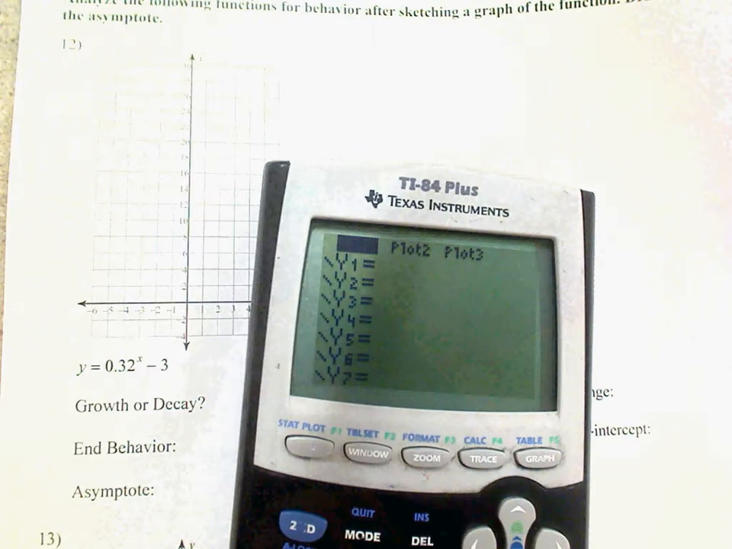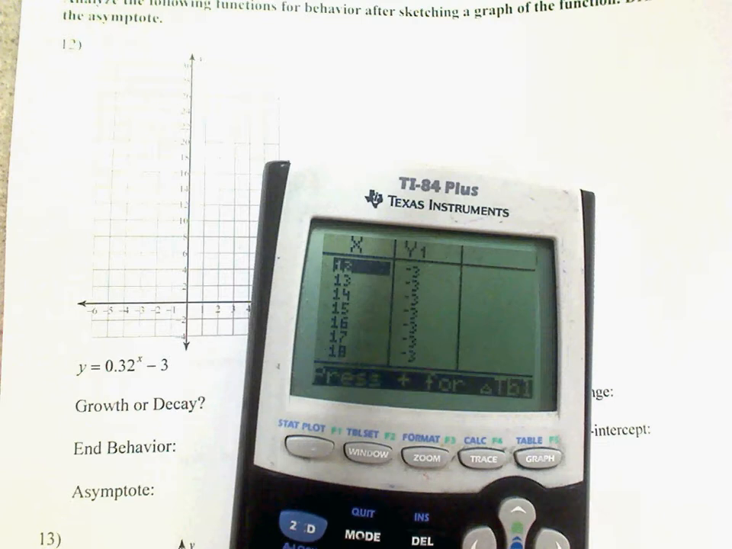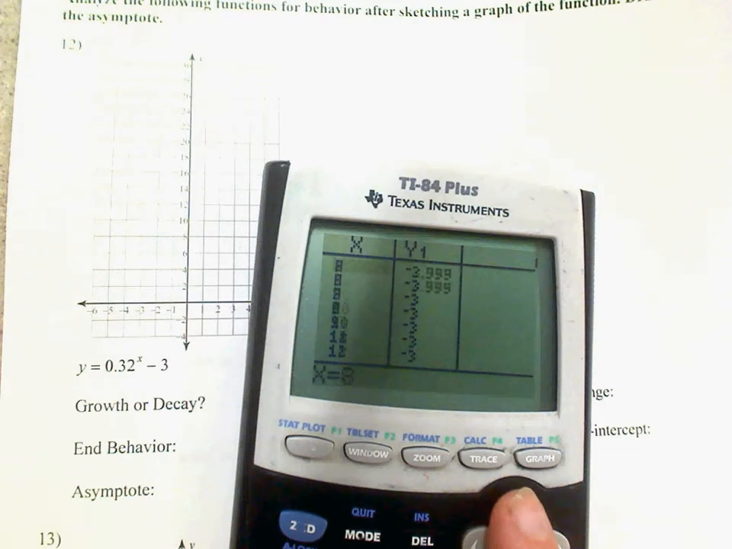And if you want to make it so the plot is not trying to plot the points, which sometimes can create an error, you just press enter, and then it's no longer active. Okay? So 0.32 raised to the x, and then minus 3. So I'm going to go to the table.